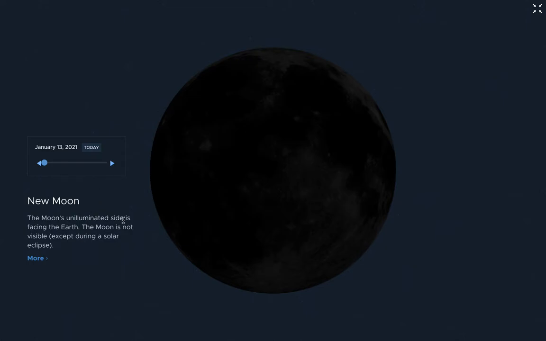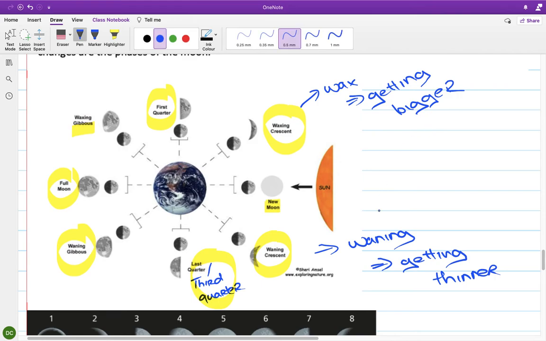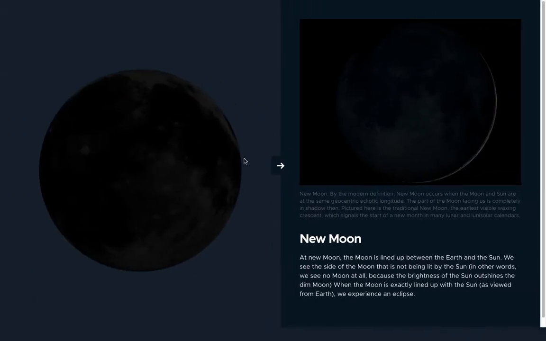Okay, the moon's unilluminated side is facing the earth. The moon is not visible. Okay, so look. It's being lit from the back here, but it's not visible to us. And if you look at it in this picture, here's the sun. And can you see in this one here? It's lit on this side, but we're looking this way. So we are seeing the dark side. Sometimes you go out in the evening and it's really, really dark. It appears like there's no moon, but what's probably happening is it's a new moon.